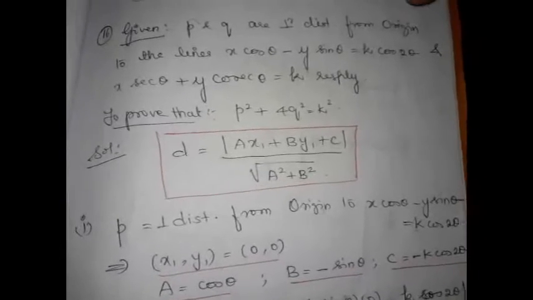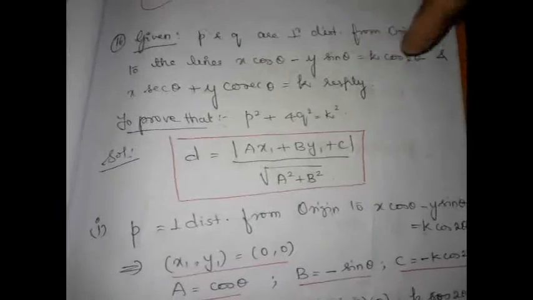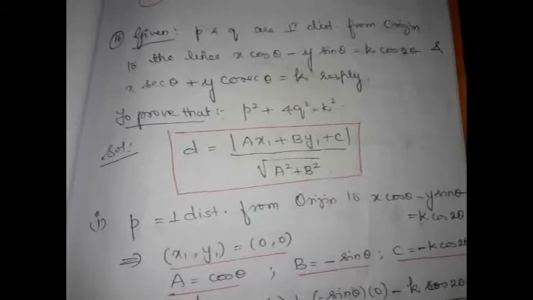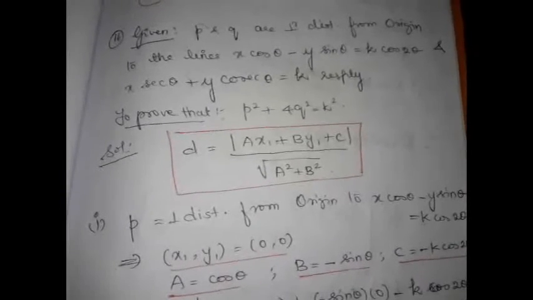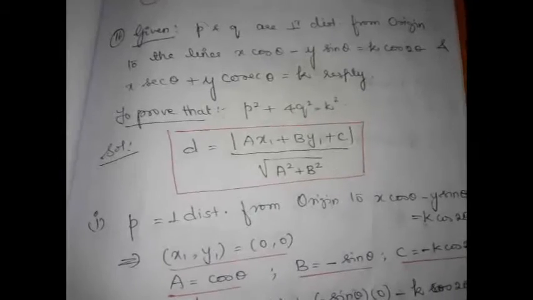So to start with the 16th question, it is given P and Q are perpendicular distance from the origin to the lines. Two lines are given. They asked you to prove that P square plus 4Q square equal to K square. Nothing difficult here. It's simple substitution of the values in the formula.